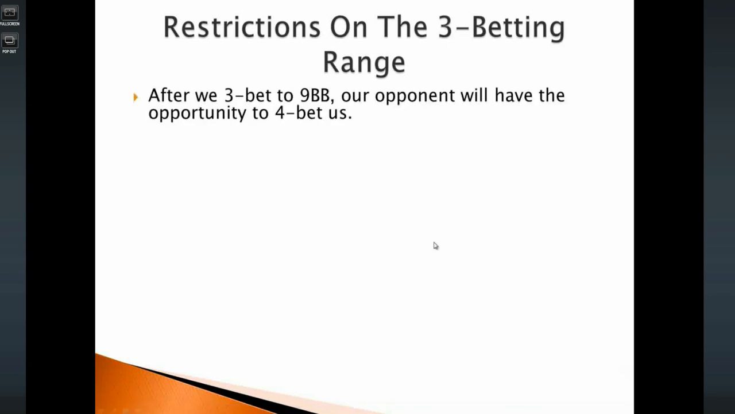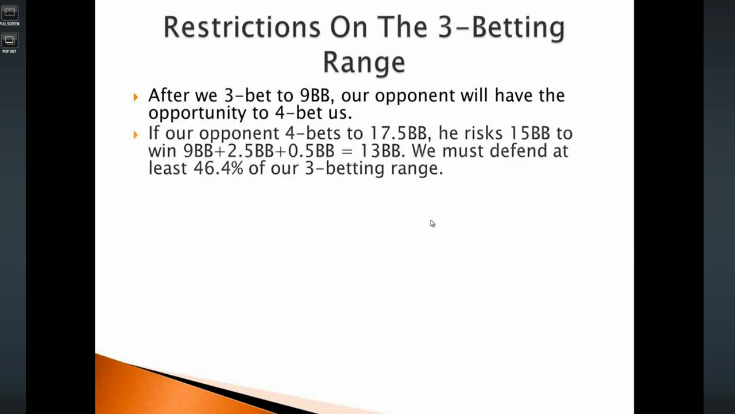After we 3-bet to 9 big blinds, our opponent will have the opportunity to 4-bet us. If our opponent 4-bets to 17.5 big blinds, he risks 15 big blinds to win 9 big blinds plus 2.5 big blinds plus 0.5 big blinds equals 13 big blinds. So remember, all the money that's already been invested in the pot is dead money, so he's only risking effectively 15 big blinds because his other option is really to fold preflop. We're comparing the EV between him folding preflop and 4-betting, and so that's a 15 big blind difference.